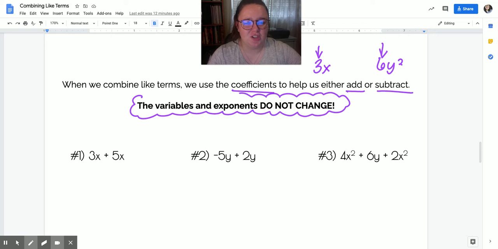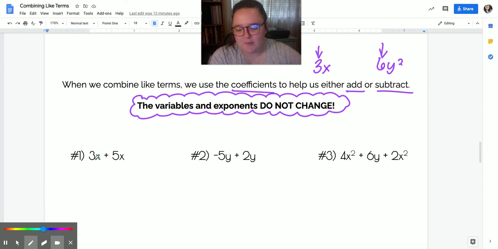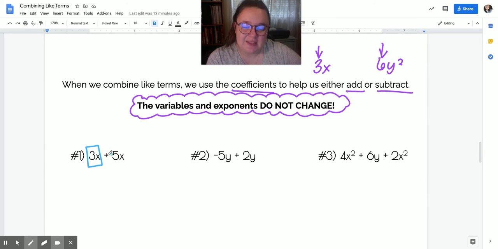Guys, that's like their jersey. Remember that x squared or the y is like their jersey. They don't change their jersey. We just change the coefficient. We're just adding or subtracting them together. You're going to see what I mean when we do number 1 here. So number 1, I'm going to look for like terms. My first term is a 3x. Does this 5x have the same variable? Yep.